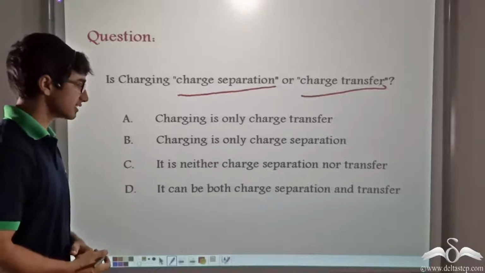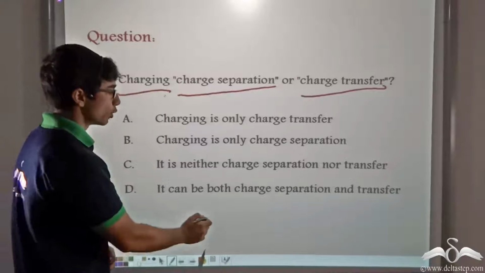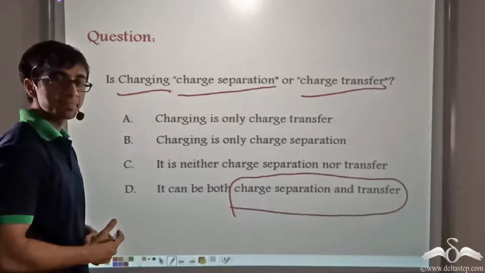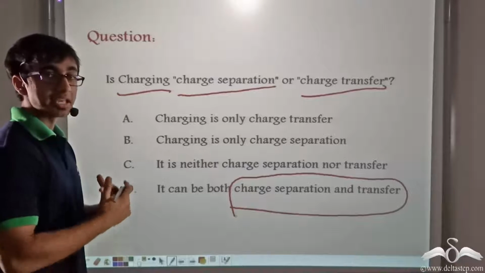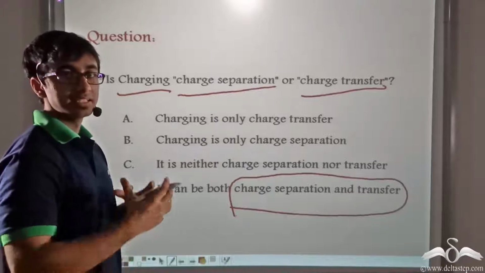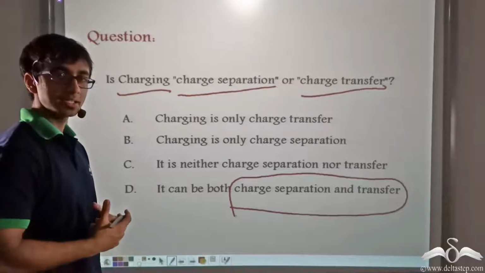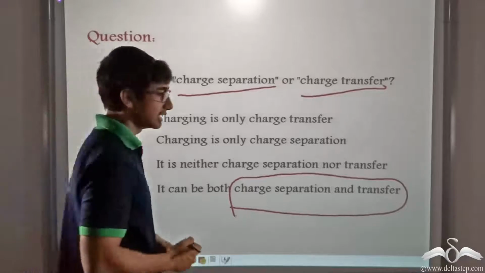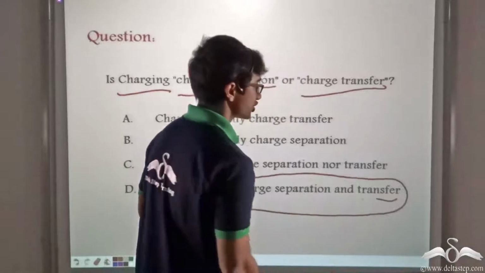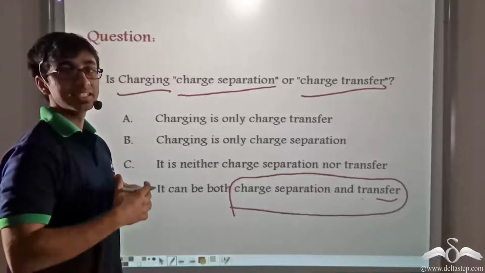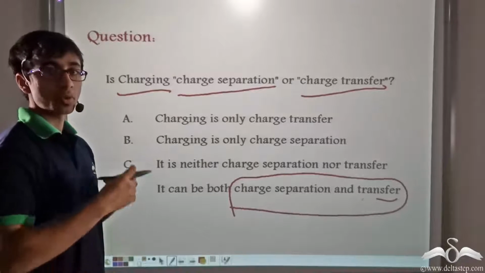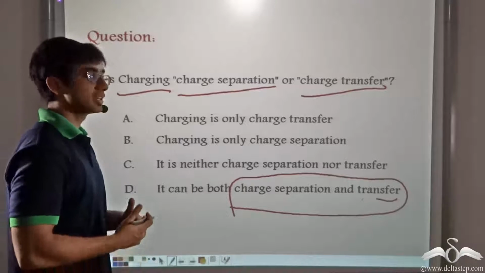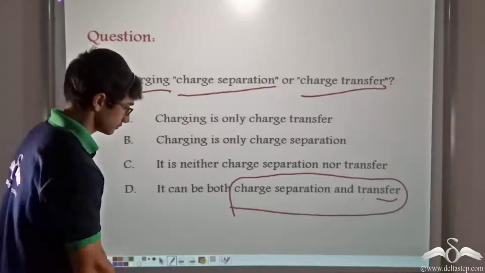The correct answer is charging can be both charge separation as well as charge transfer. Recall that in case of induction, a separation of charges took place. The negative charges accumulated at one end and the positive charges accumulated at another end. But in case of conduction, charge transfer took place. That is, the electrons were actually transferred from one body to the other. So charging can be both charge separation as well as charge transfer.